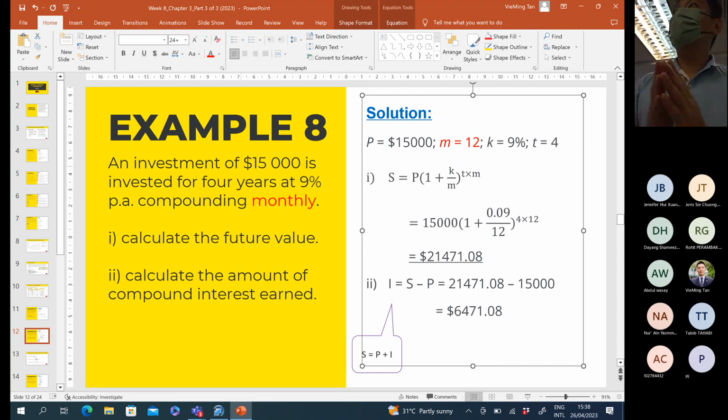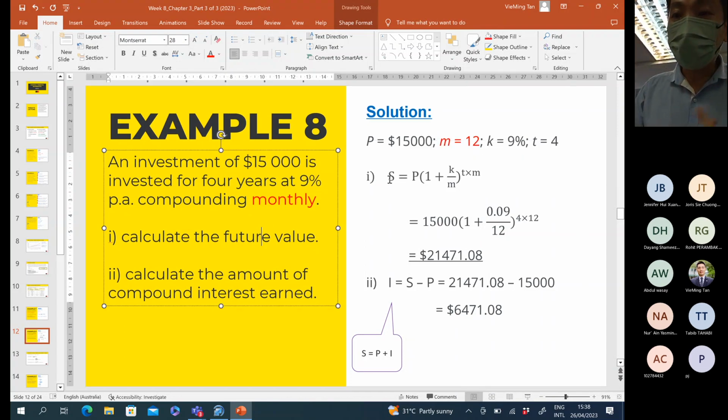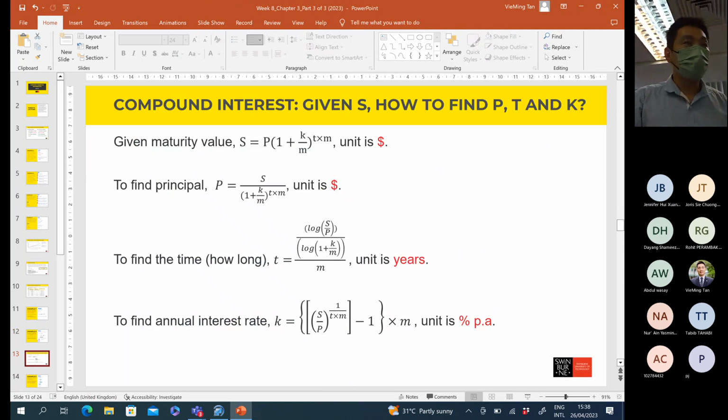So far so good, okay. In fact, the formula of S can be transposed in order to get the P, the K, and also the T. For your level, all these formulas will be given to you during the exam, but you must know how to apply them.